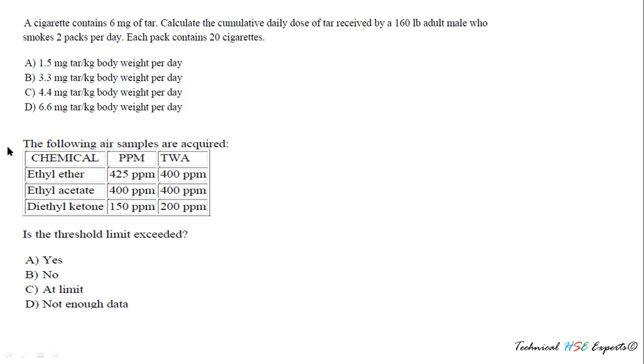Next question. The following air samples are acquired for ethyl ether, ethyl acetone and diethyl ketone. They have taken some air samples and the time weighted average. Normally the time weighted average is for 8 hours.